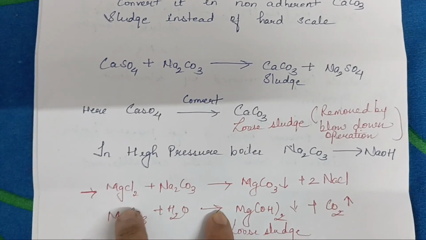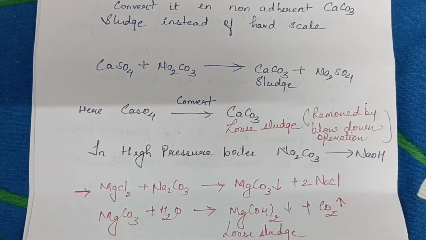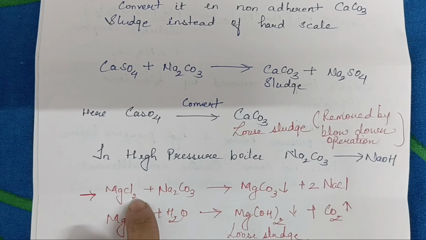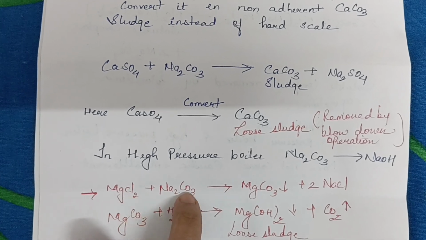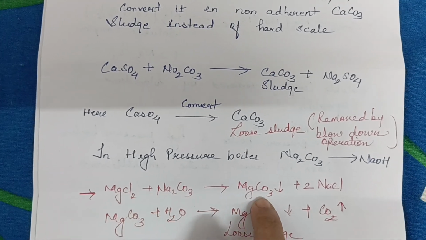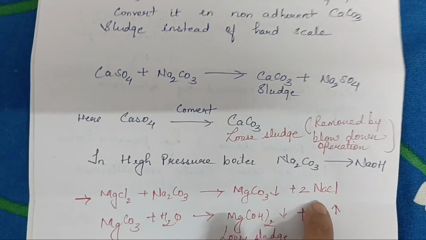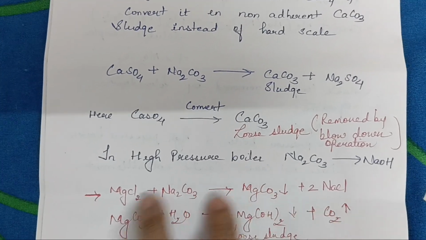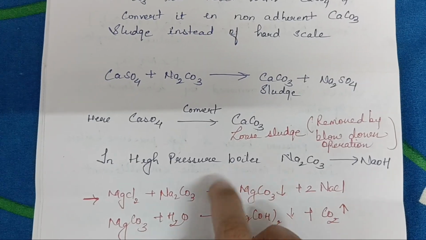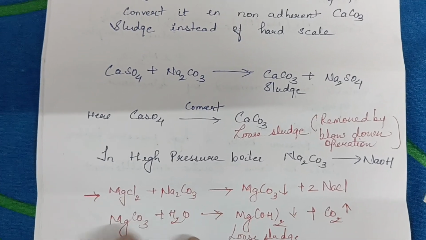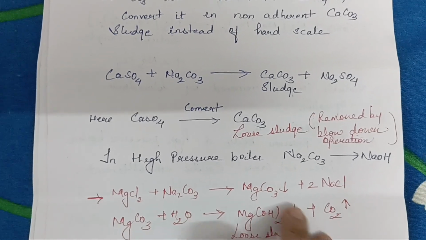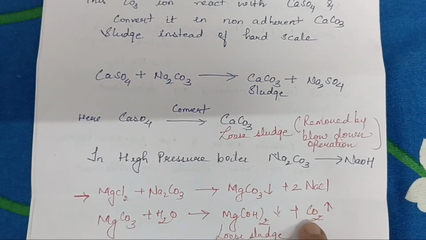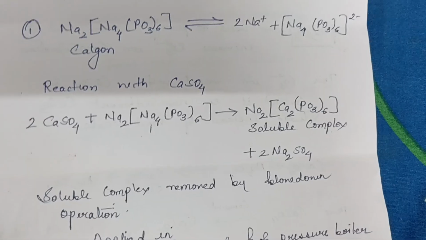The second example where we can see that scale causing salts can cause damage: here MgCl2 is a permanent hardness causing agent which reacts with Na2CO3 and forms MgCO3 and NaCl. This MgCO3, magnesium carbonate, is a loose sludge, but yes, this also causes scale. So this will react with water and form a loose sludge in the form of magnesium hydroxide, and the carbon dioxide will be released in the atmosphere.